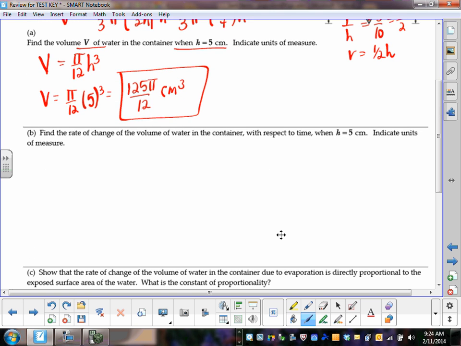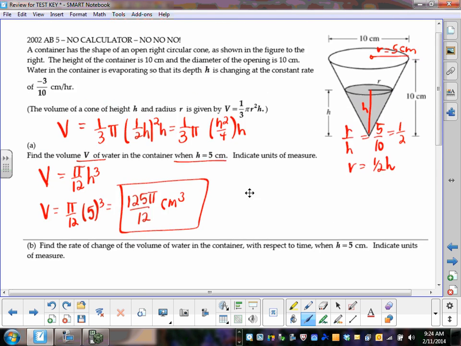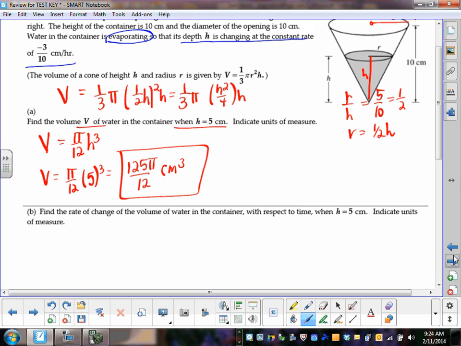The next part says find the rate of change of volume with respect to time when h is 5. So in our paragraph above, we are evaporating the water, so the height is changing at a constant rate of negative 3 over 10 because we're losing height. So they're giving us dH dt is negative 3 over 10 centimeters per hour.